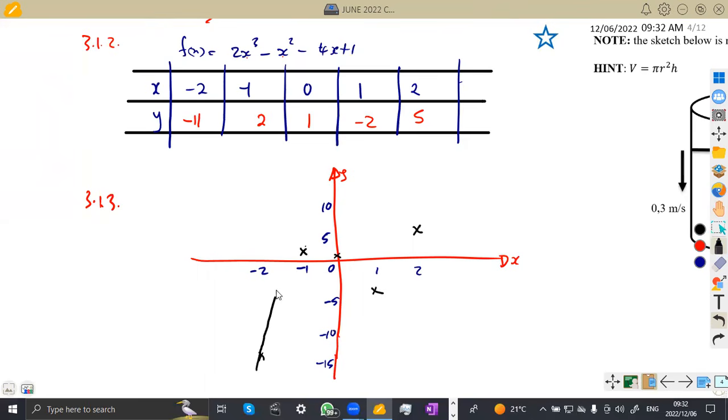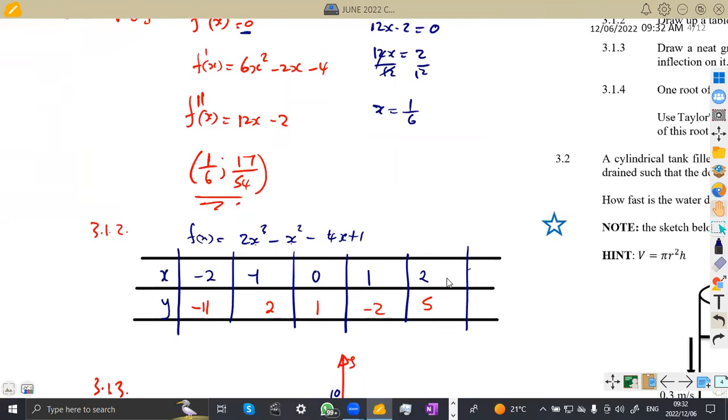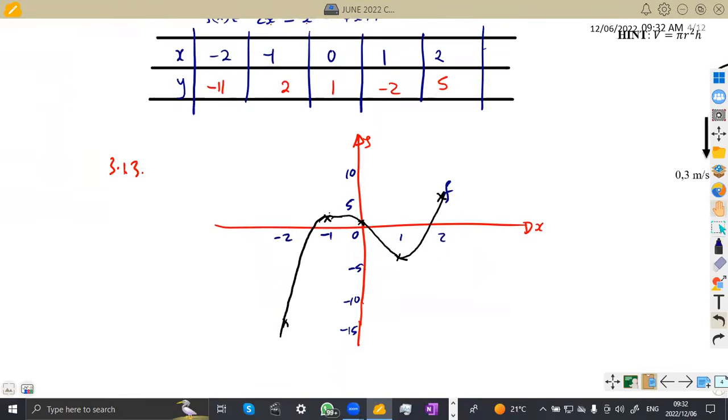If we are to join these points, we are supposed to have our graph, which is something of this nature. Okay, so that is the graph that we are going to have of f. With the point of inflection, you can even indicate, because if we check our point of inflection, it's between 0 and 1. It's actually less than 1. So you can have our point of inflection maybe somewhere here. That's where we've got 1/6, 17/54. So that was 17/54, like that. Okay, so that was it, just to sketch the graph.